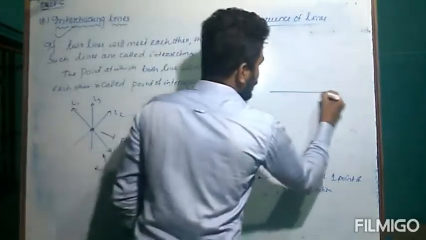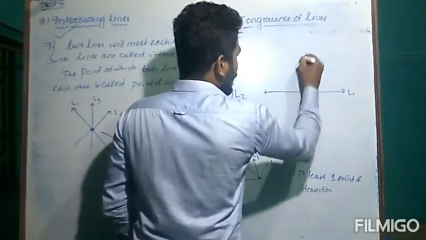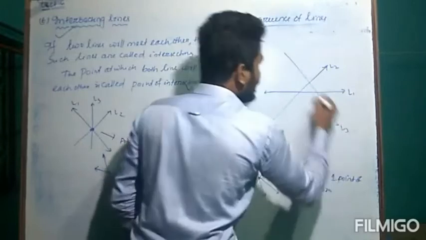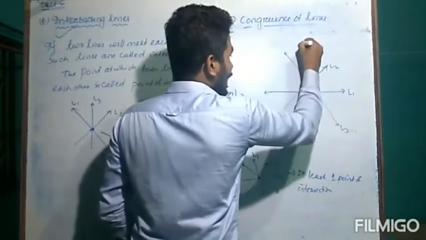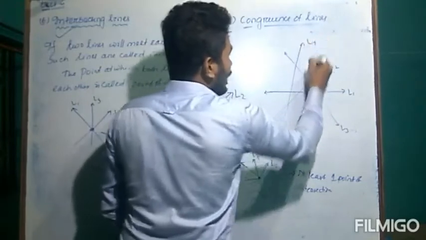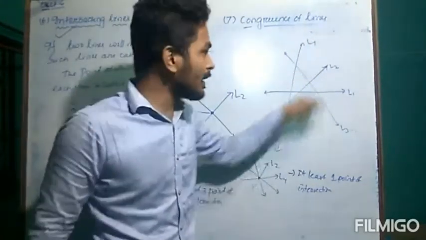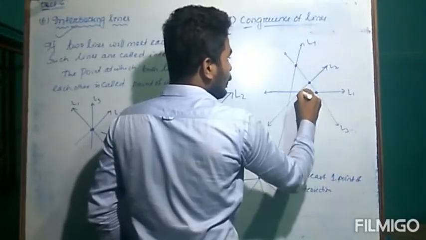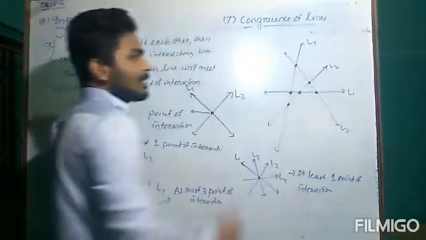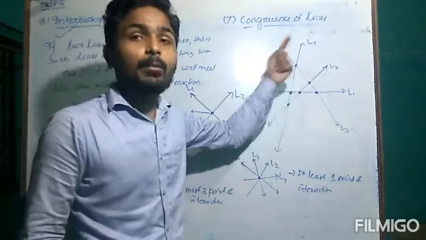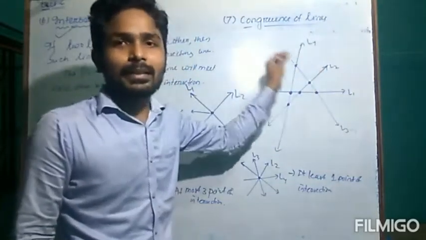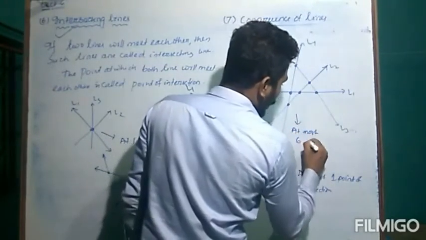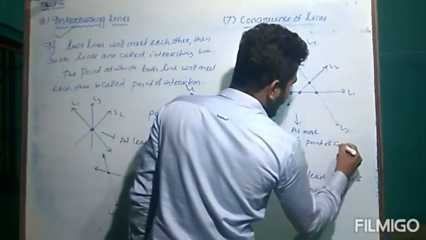Let's draw. Suppose this is the line L1, another line L2, another line L3 and another line L4. Now find how many points of intersection there are. See, 1, 2, 3, 4, 5 and 6. So four straight lines can have at most 6 distinct points of intersection.